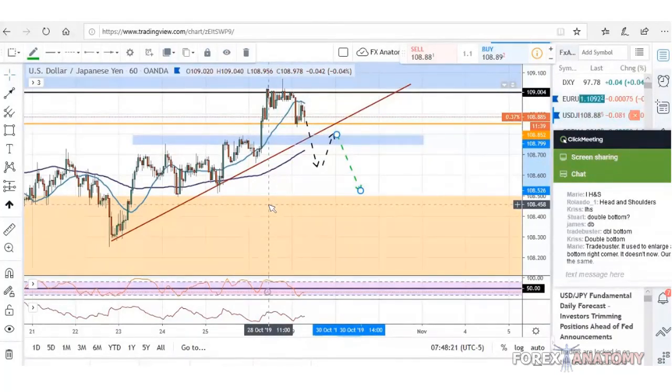But if I was going to choose an option on which trade or which pair to trade, most likely it will be the Euro USD. It will be that setup that I talked about before.